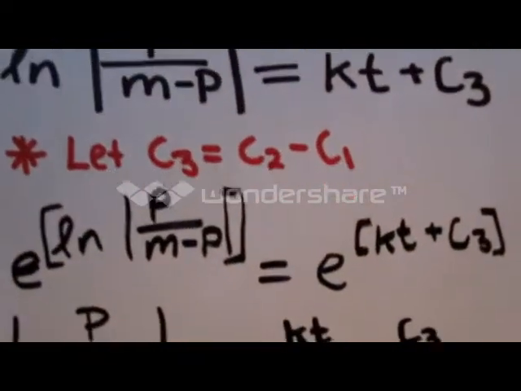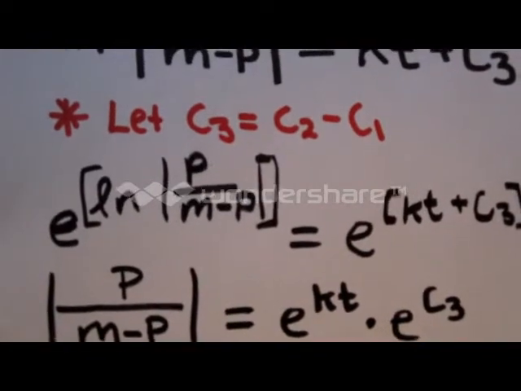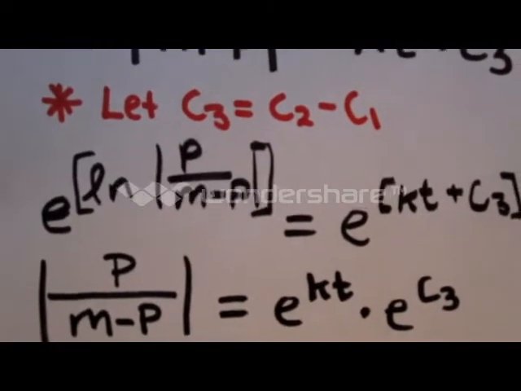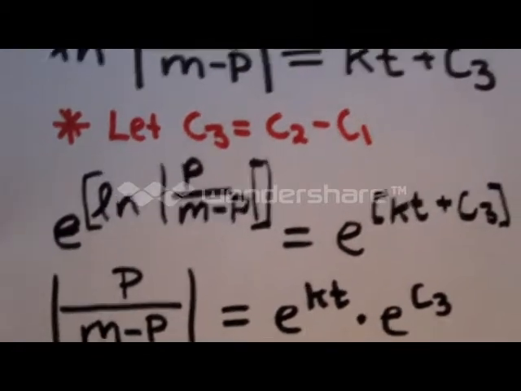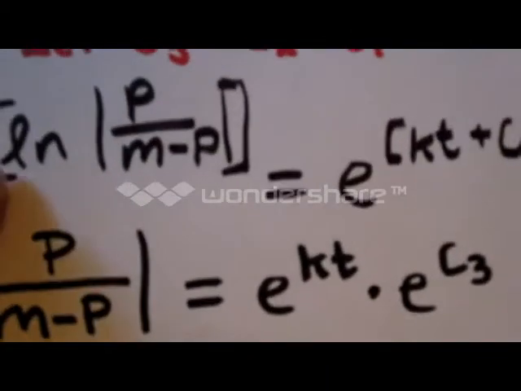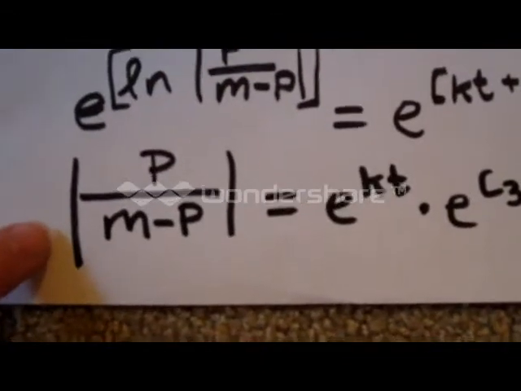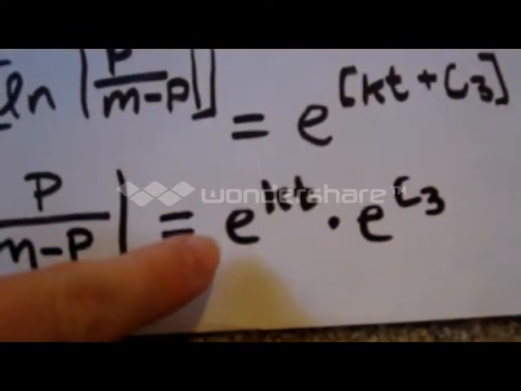The next part, you want to solve and simplify this equation. So you're going to take everything, put the e in, and make everything an exponent of e. And this takes away this natural log right here. So that goes away. So it's p over m minus p, and then e to the kt plus c3 is the same as e to the kt times e to the c3.